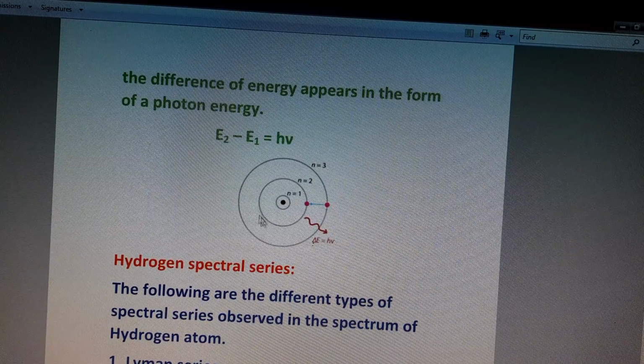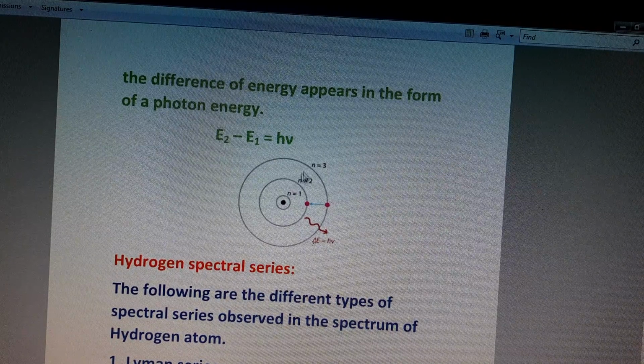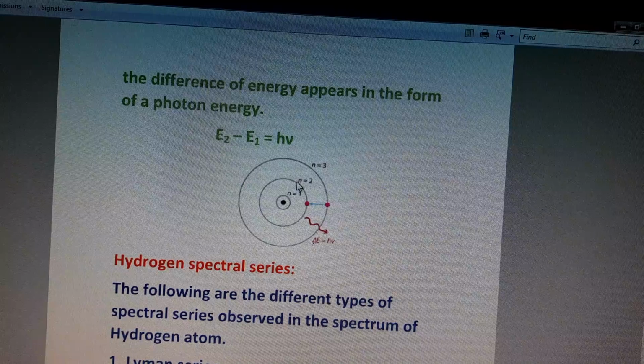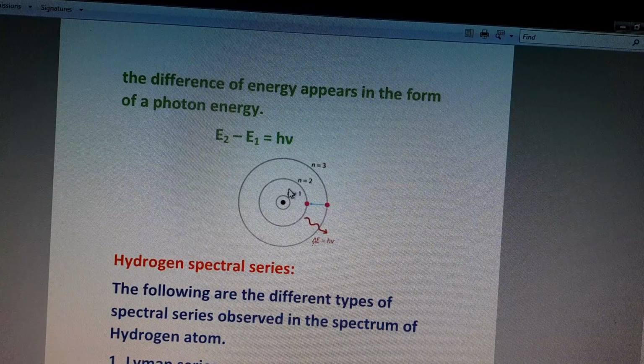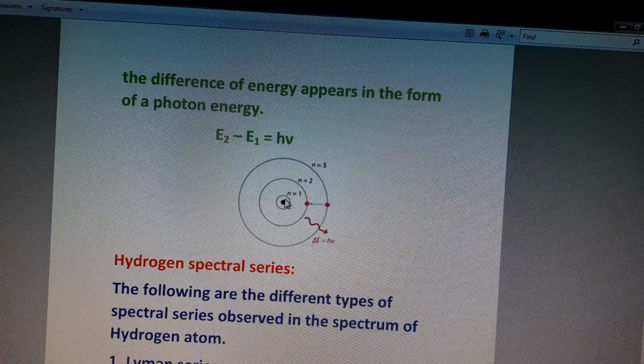We can observe this diagram. This is the nucleus, this is the first orbit, second orbit, third orbit. When an electron jumps from second to first, E2 minus E1 is equal to h nu. This is the third postulate.